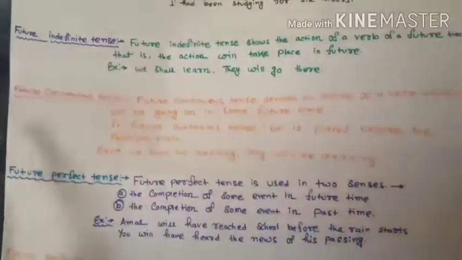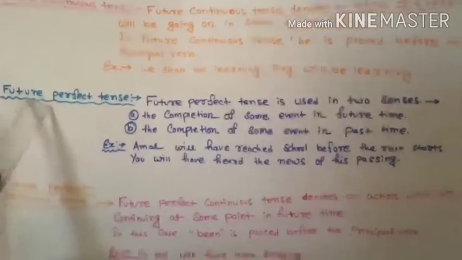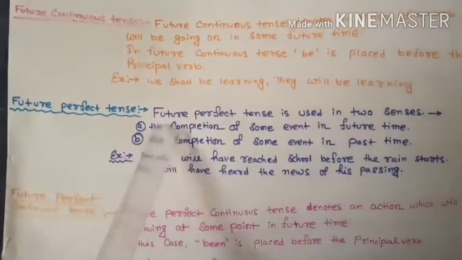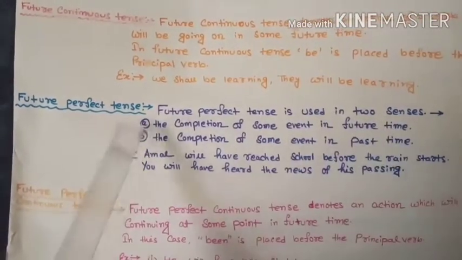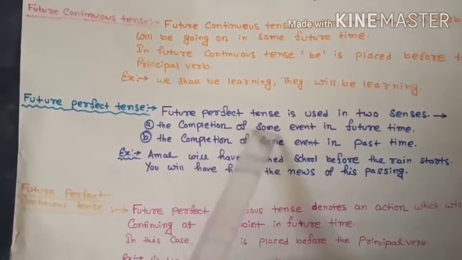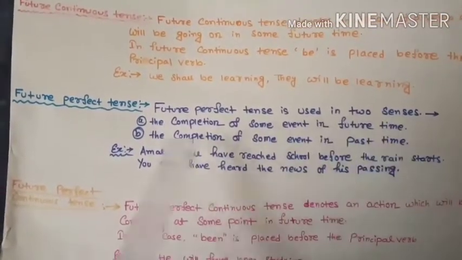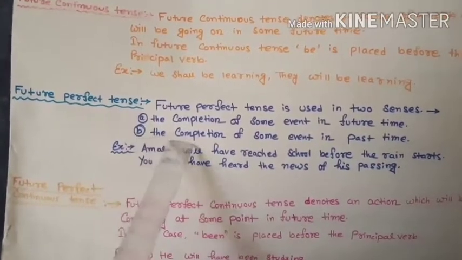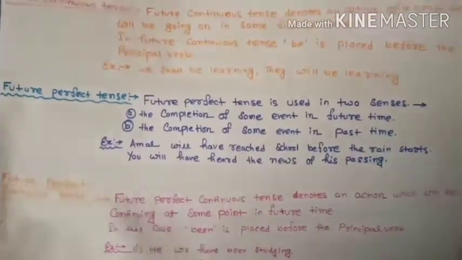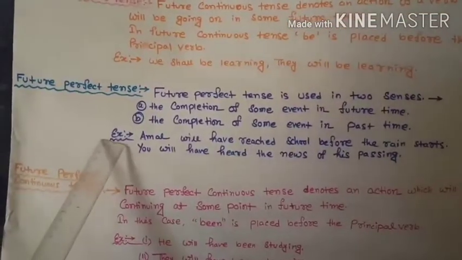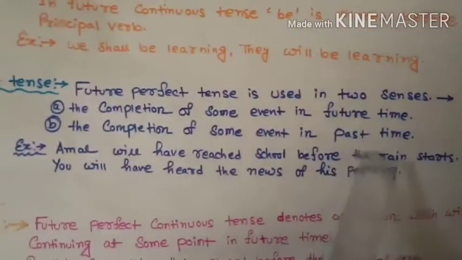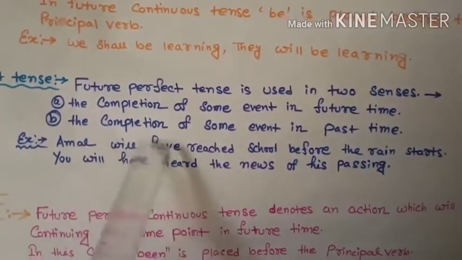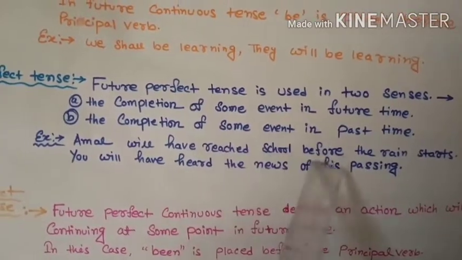Okay students, now come to the third one. It is future perfect tense. What do we mean by future perfect tense? The definition is future perfect tense is used in two senses. First one, the completion of some event in future time, and then second one is the completion of some event in past time. So for example, you can see here, Amal will have reached school before the rain starts.